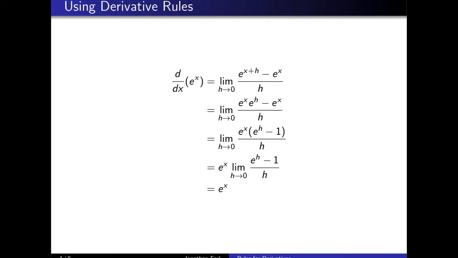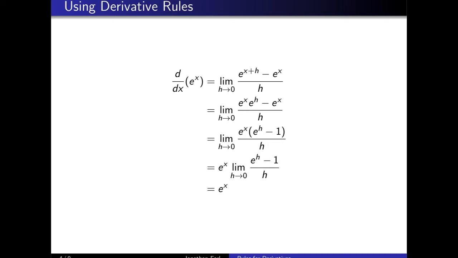Okay, so now we have an e to the x that is common to both terms in the numerator. So let's factor it out of the two terms in the numerator. The next thing we can say is that because our limit involves only h, e to the x is effectively a constant with respect to h. As h changes, e to the x does not change. So we can use our constant multiple rule for limits to pull the e to the x out in front of the limit. Then we're left with e to the x times the limit as h goes to 0 of e to the h minus 1 all over h.